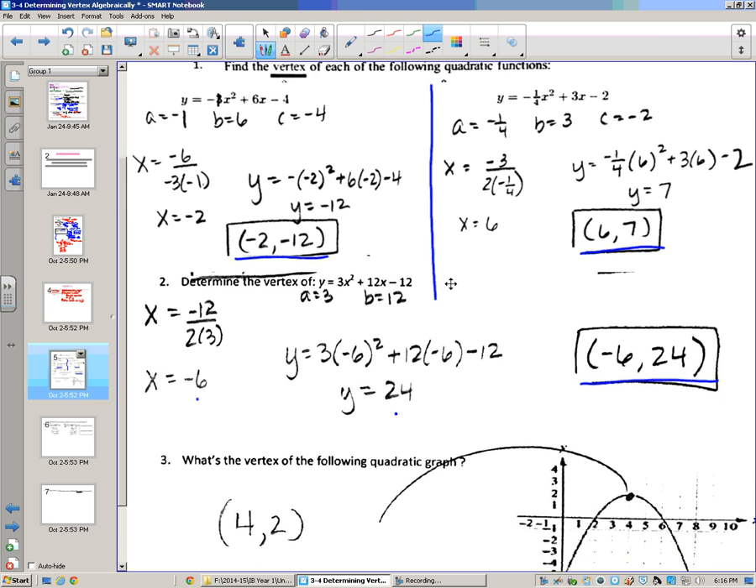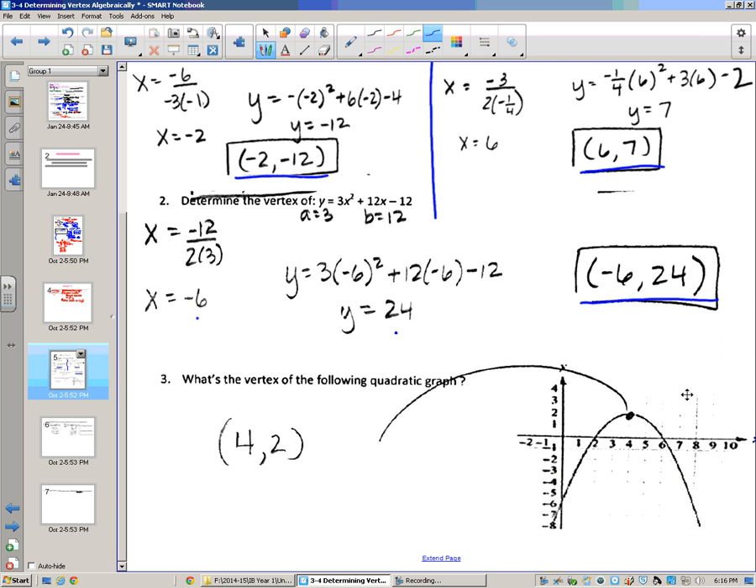So follow those 3 steps. What's the vertex of the following graph? Since you have the graph, just look at the turning point. Okay, and the coordinates of that are 4, 2.